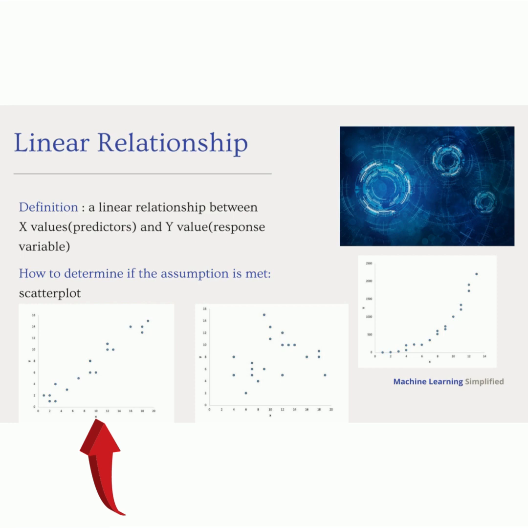However, in the next plot you can see here, there doesn't appear to be a linear relationship between x and y in the plot. I'm pointing to that plot. And the third graph, you can see in this plot, there appears to be a clear relationship between x and y, but it's not linear. It's non-linear. So if it's not met, what can we do?